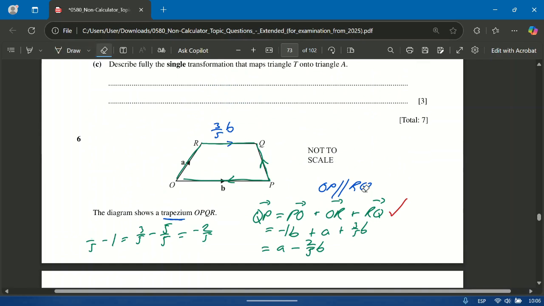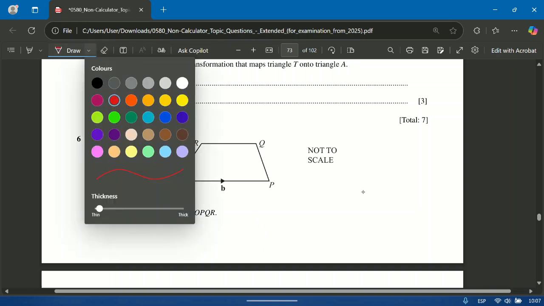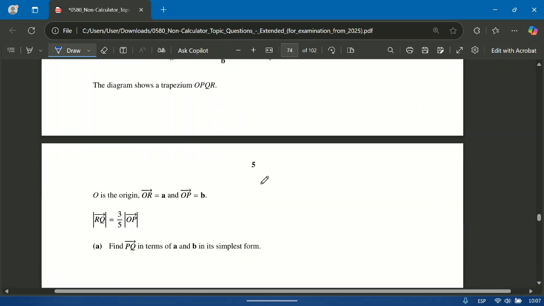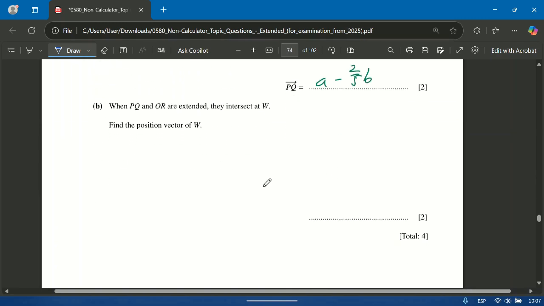Right, then we get to the harder one. Okay, and this is normal for vectors. I'd like to throw a really hard question in there, because they don't want anybody to get full marks in the exam. Right, but you can do it. So as we said, RQ is 3/5 B. They tell us then PQ and OR is extended. Okay, so let's draw it over here.